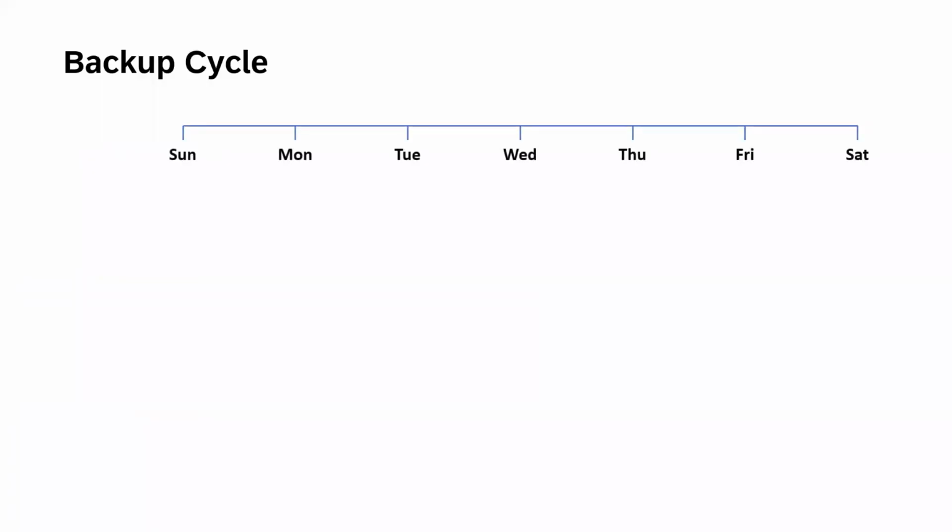Now when you come to a backup cycle, we are taking an example of one week. So for example, if we have a weekly backup cycle, the first example that we are going to take is your full backup. Suppose the backup size of my database is 800 GB.